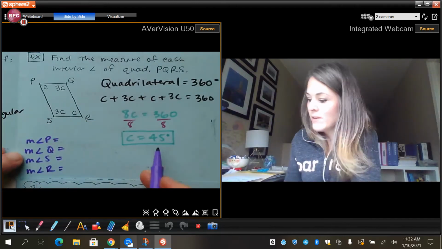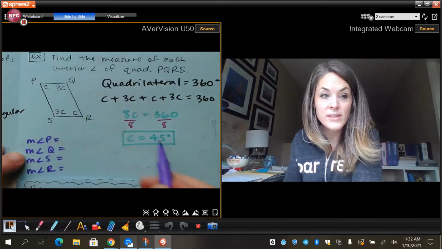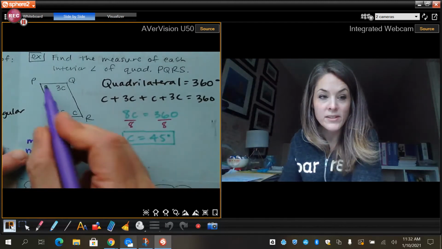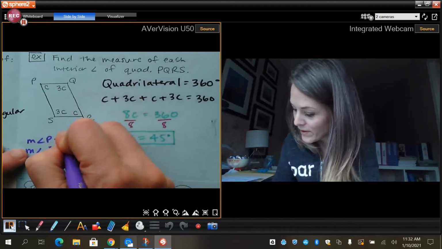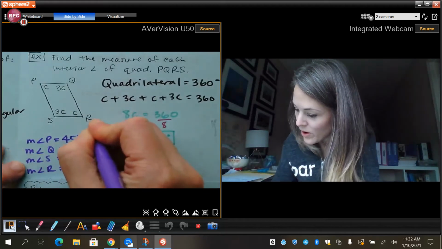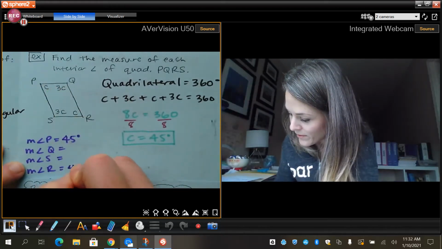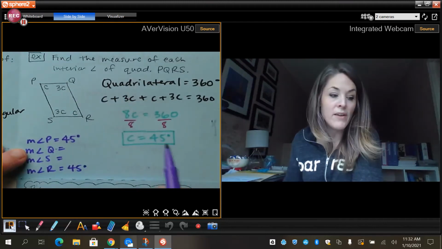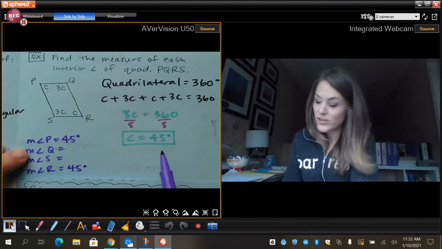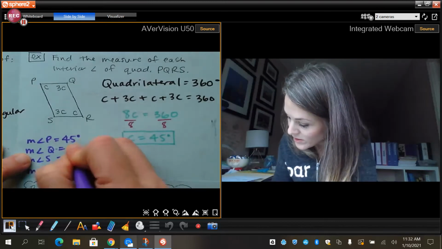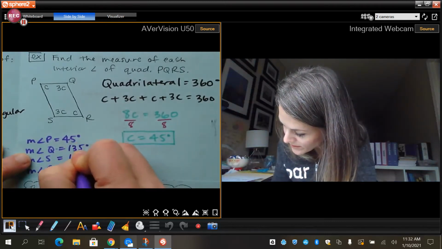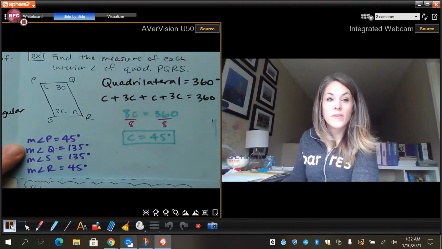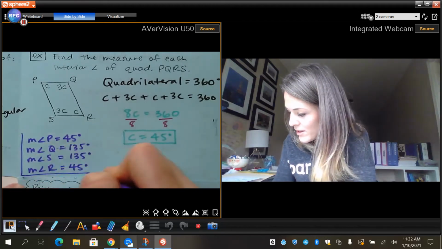Okay, so what I'm going to do is plug C in. So here, P is the same as C, so it is 45 degrees. And same with R. Those are the same, so 45 degrees. Then Q and S are 3 times 45. Well, 3 times 45 is 135. Okay, so these are each 135 degrees. All right, just like that.